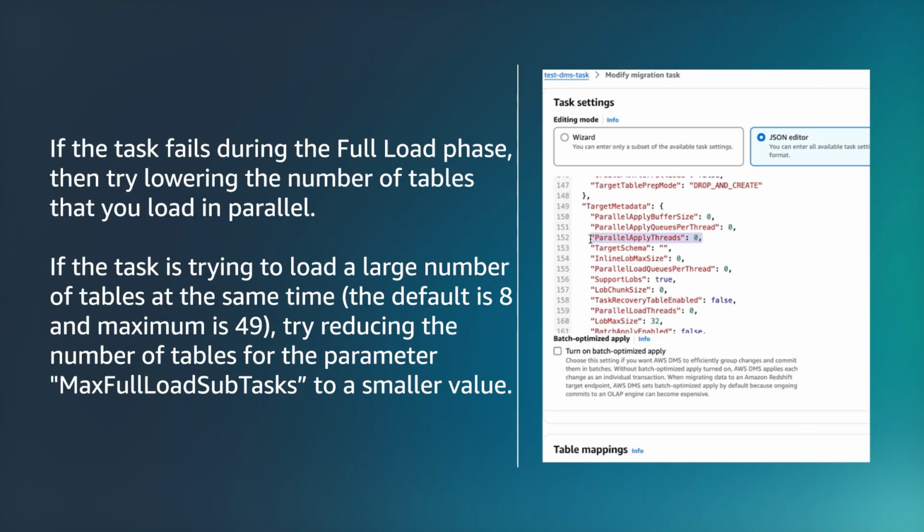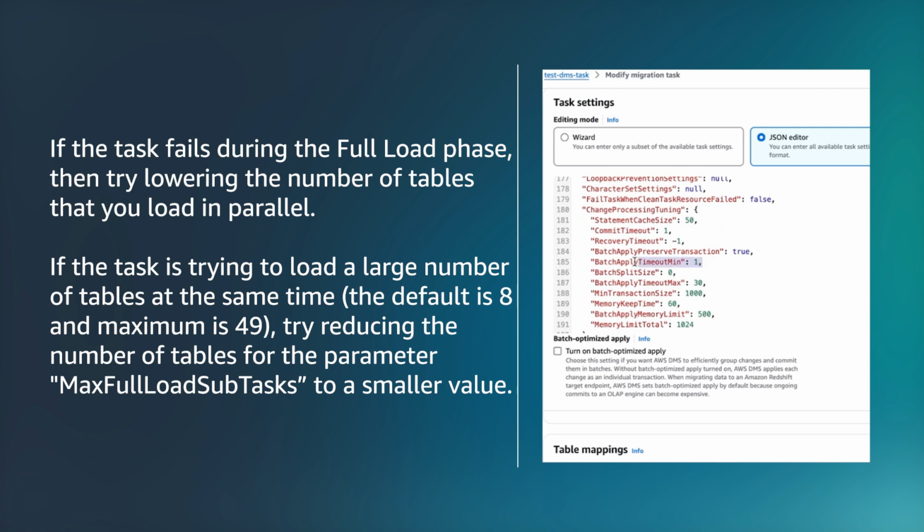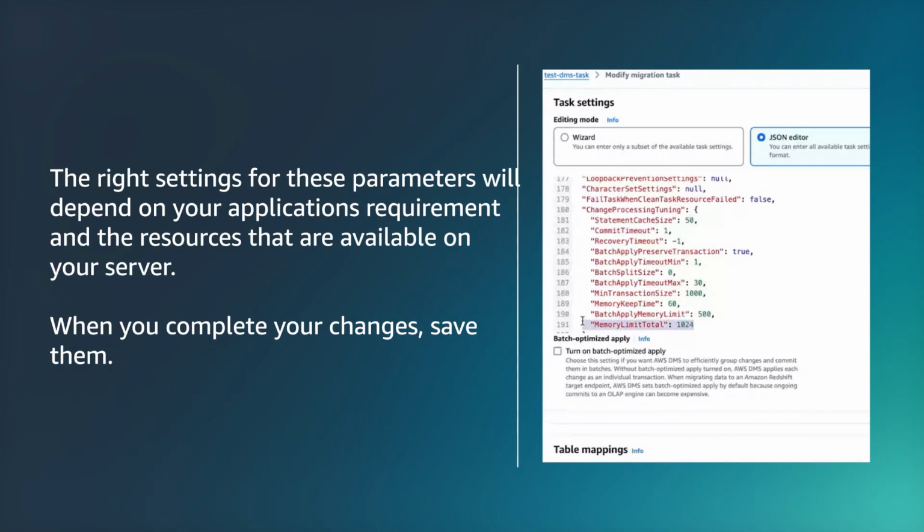Secondly, if the task fails during the full load phase, then try lowering the number of tables that you load in parallel. If the task is trying to load a large number of tables at the same time, the default is 8 and the maximum is 49. Try reducing the number of tables for the parameter max full load subtasks to a smaller value. The right settings for these parameters will depend on your application's requirements and the resources that are available on your server. When you complete your changes, save them.